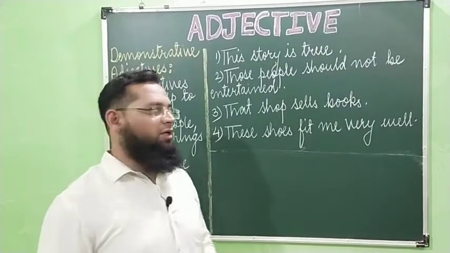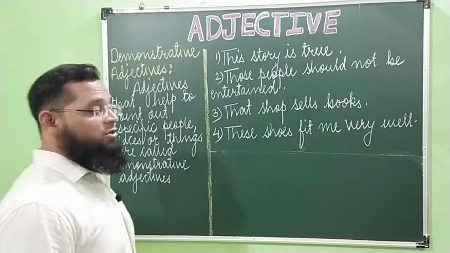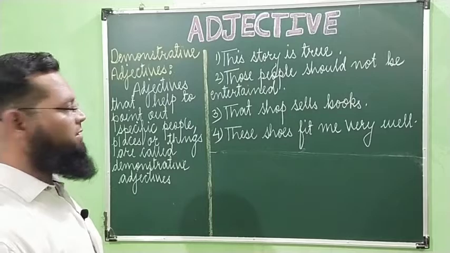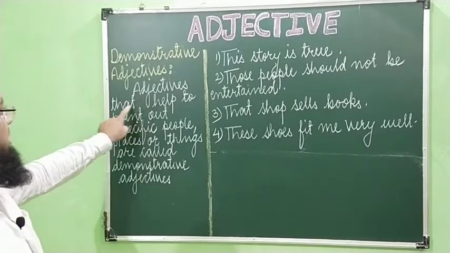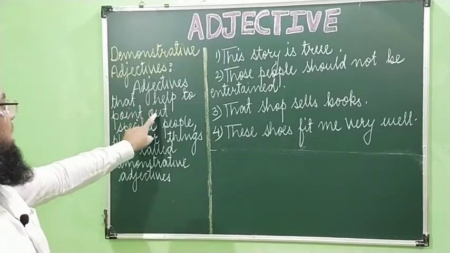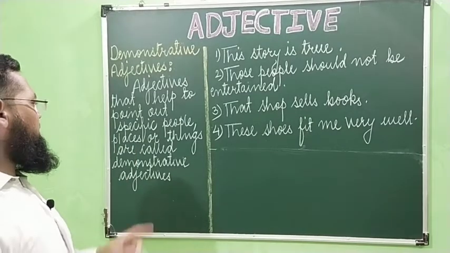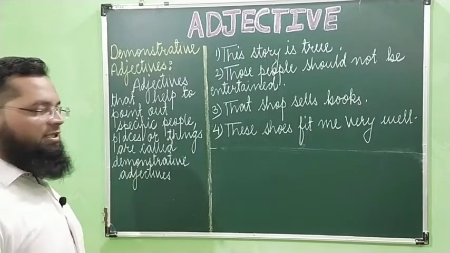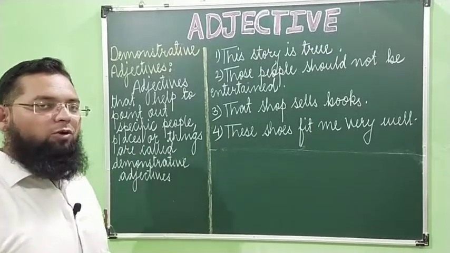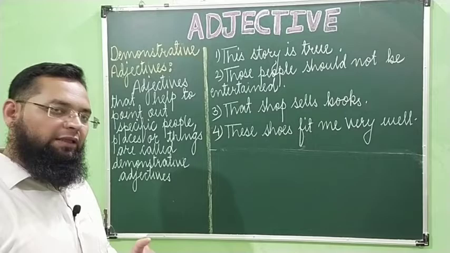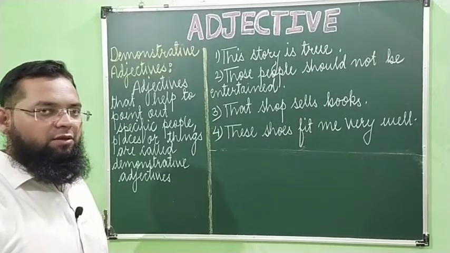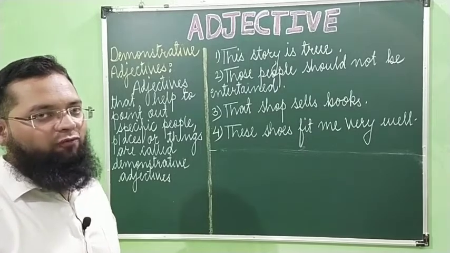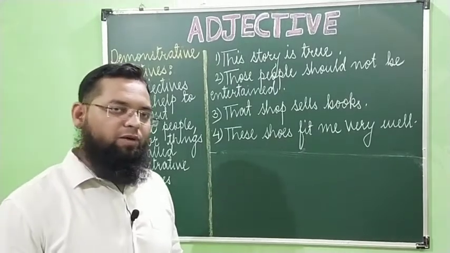Next is demonstrative adjectives. The definition of demonstrative adjectives: adjectives that help to point out specific people, places, or things are called demonstrative adjectives. That is demonstrative adjectives. There are 4 kinds of demonstrative adjectives.